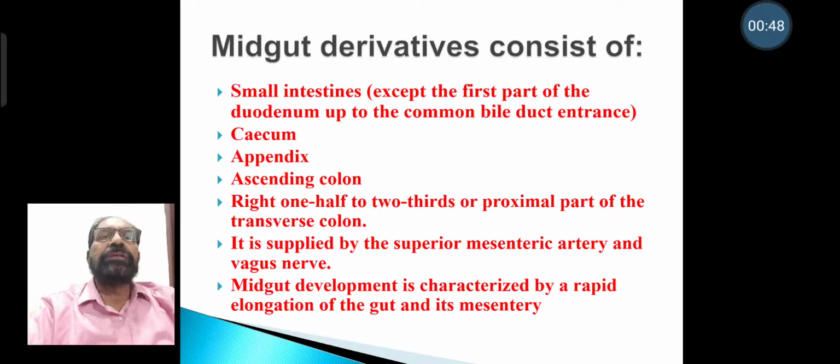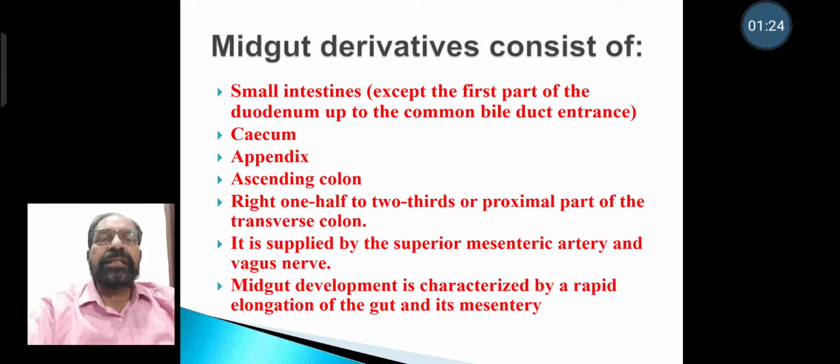Coming to derivatives of the midgut, the derivatives of midgut include small intestine except the first part of duodenum, that is up to the common bile duct entrance. Then cecum, appendix, ascending colon, right half to 2/3 or proximal part of transverse colon. These are supplied by superior mesenteric artery and nerve supply is vagus nerve.